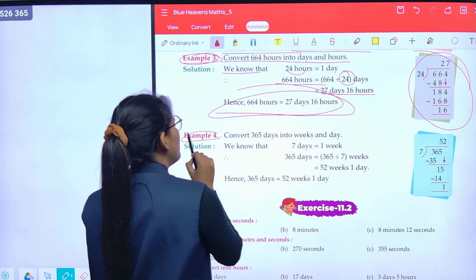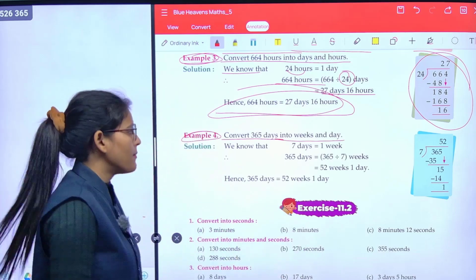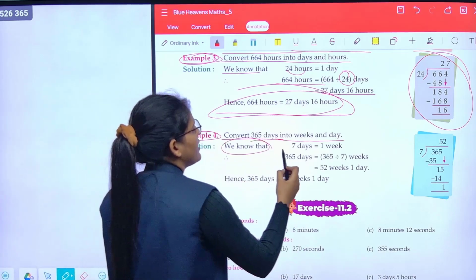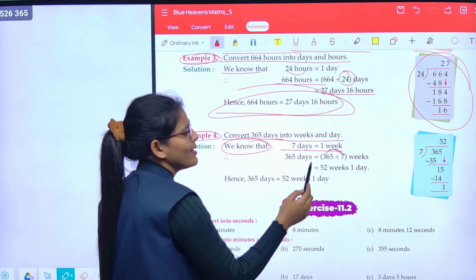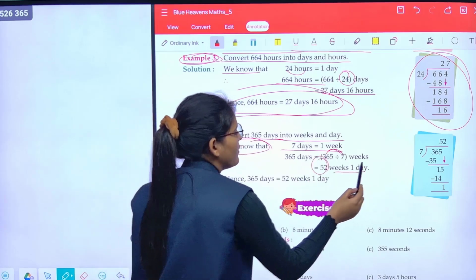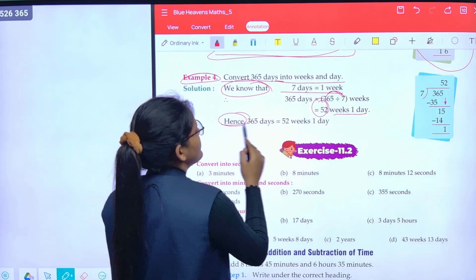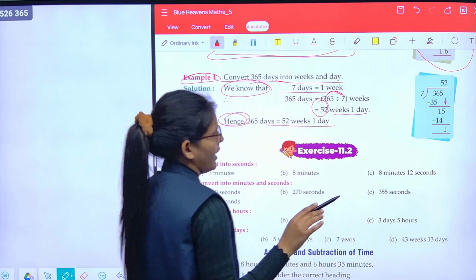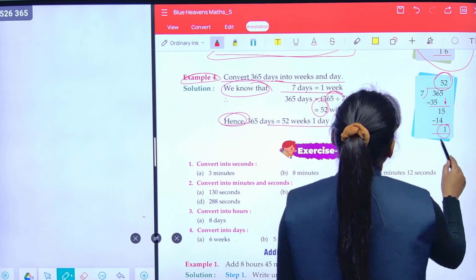Now example number 4, convert 365 days into weeks and days. We know that 7 days is equal to 1 week. So 365 divided by 7, 52 weeks and 1 day. Hence 52 weeks and 1 day.